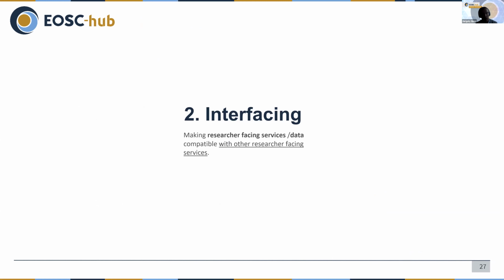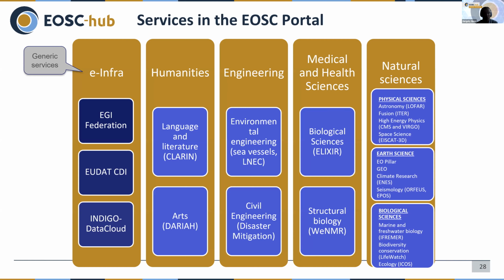Let me move on to the second aspect of service integration, which is interfacing your service with other services of the researcher-facing service layer. There is a growing list of services in the EOSC portal. I just checked this morning, there are nearly 300 services now in the EOSC portal, and basically your service could interface with any of those, either through different APIs or some other mechanisms, for example, using the same data structure.